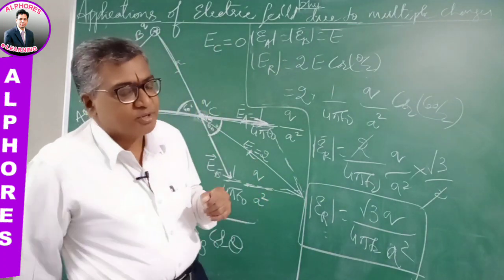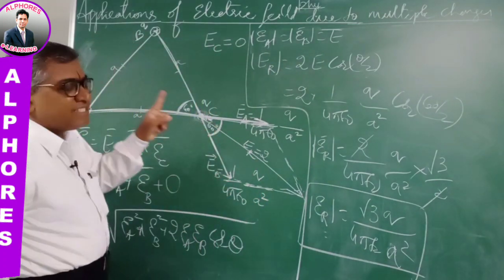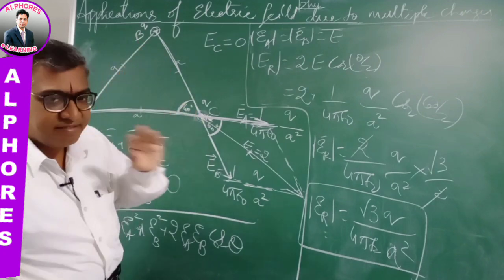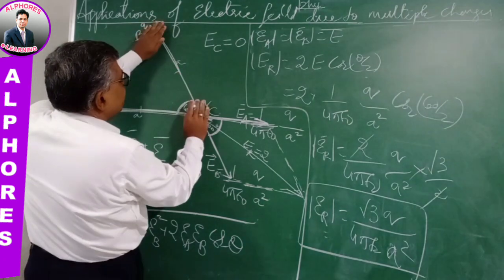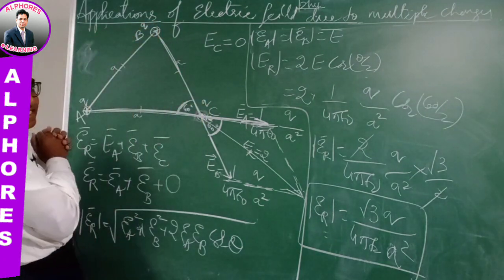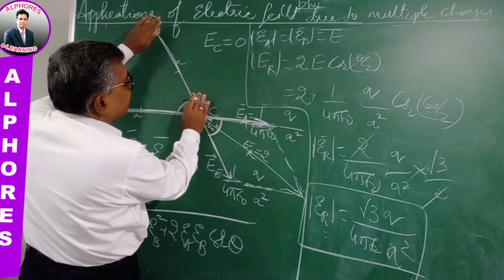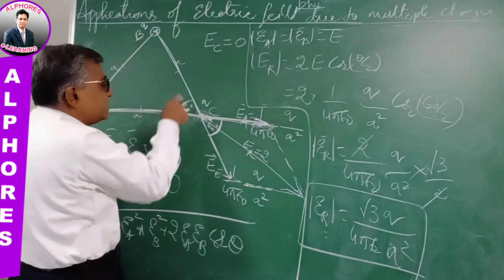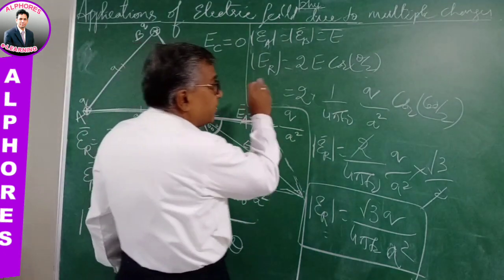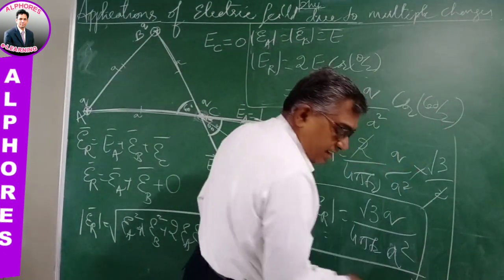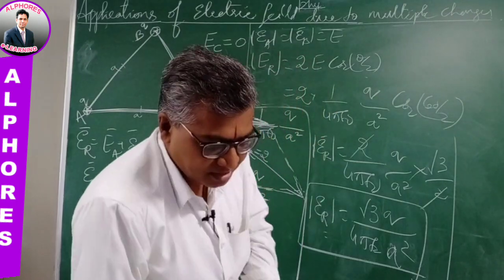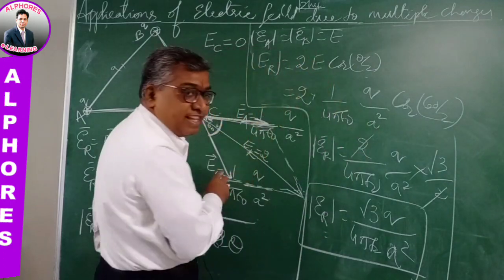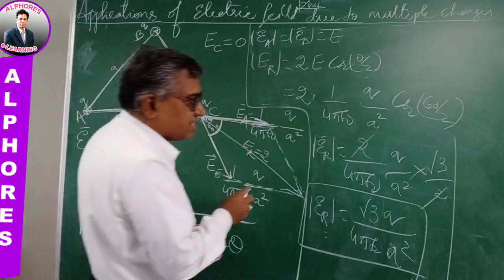Sometimes they will ask: the field due to each charge is E. Then if there are 3 charges, what is the resultant field? For example, let's suppose these 2 are not existing and only A is existing. So only due to EA, the field is E. Then in the presence of all three charges, what is the resultant field? So there is another question: the field due to each charge is E, then what will be the field when all three charges are existing?